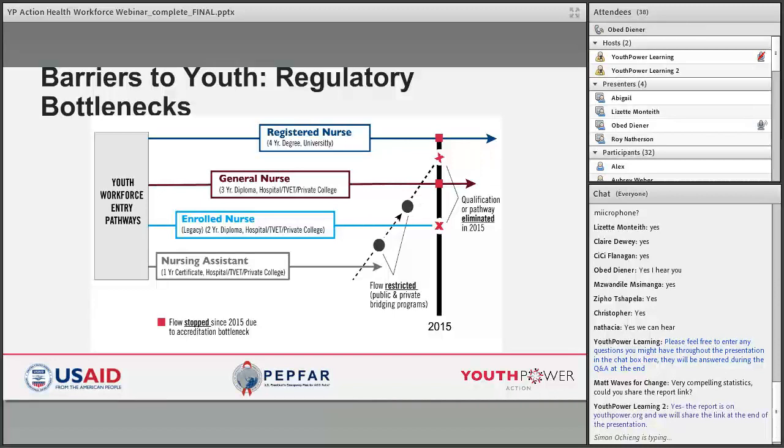So as you see in the diagram, for example, there was previously an enrolled nurse qualification that could be achieved through a 2-year diploma. That was eliminated.